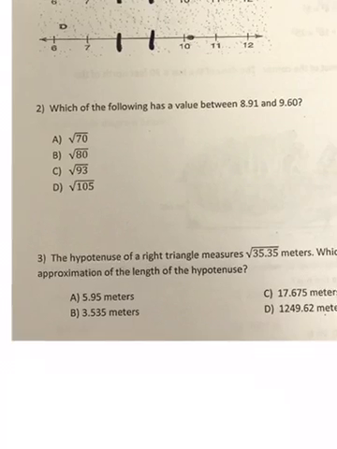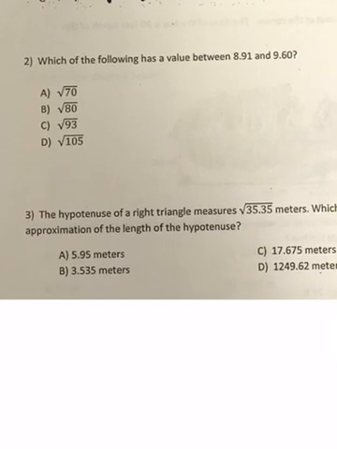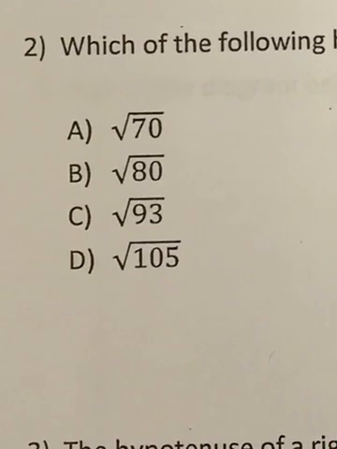On number 2, it says, which of the following has a value between 8.91 and 9.60? So on A, B, C, and D, you just have to work out the square roots of each of those. Because each of these numbers has 2 decimal places, we need to make sure that we have at least 2 decimal places on these as well.